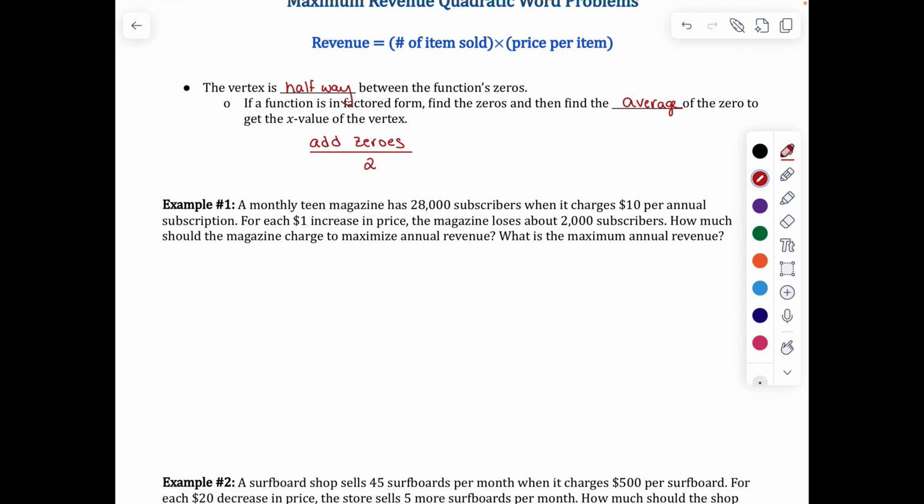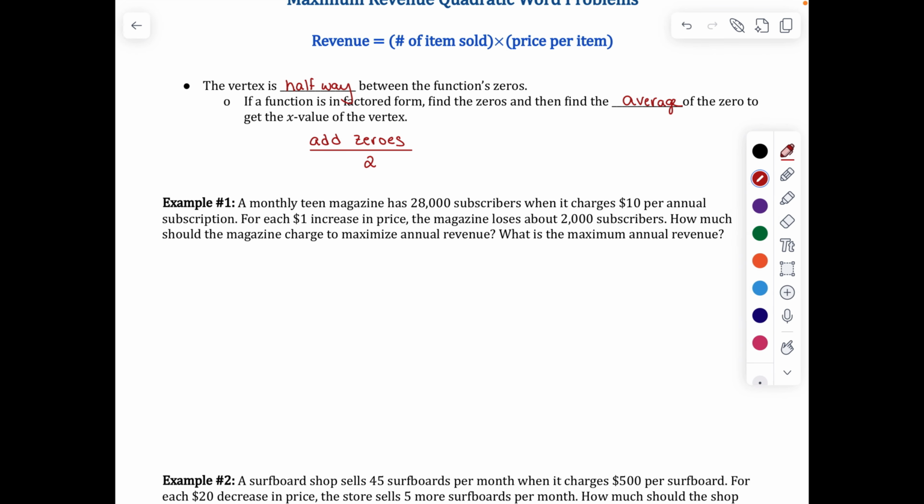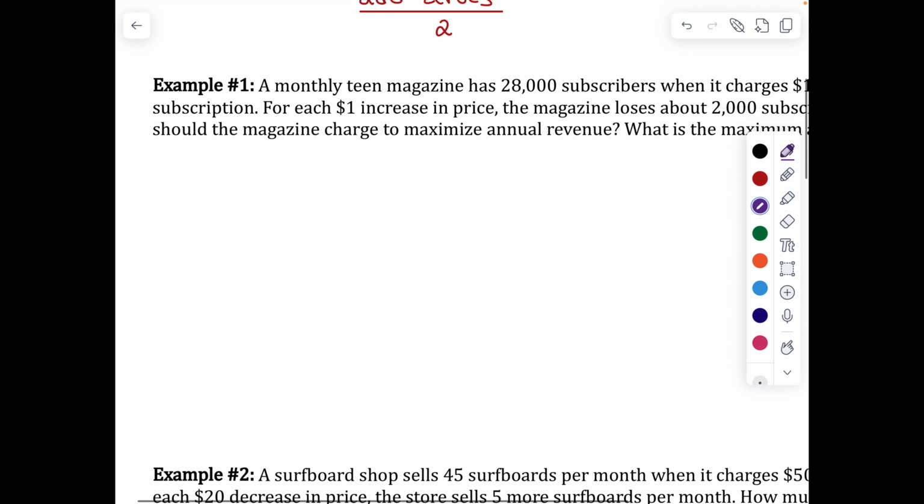So first example, we have a monthly teen magazine that has 28,000 subscribers when it charges $10 per annual subscription. For each $1 increase in price, the magazine loses about 2,000 subscribers. We want to know how much the magazine should charge to maximize the annual revenue, and what is the maximum revenue. So first thing I'm going to do is let x equal the number of $1 increases, and then let r equal the revenue.